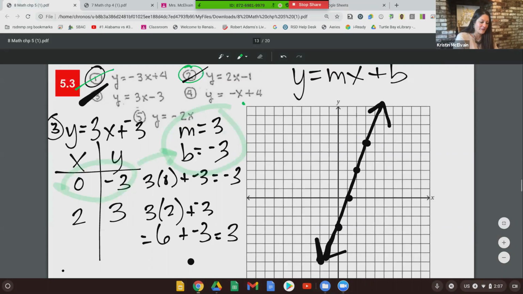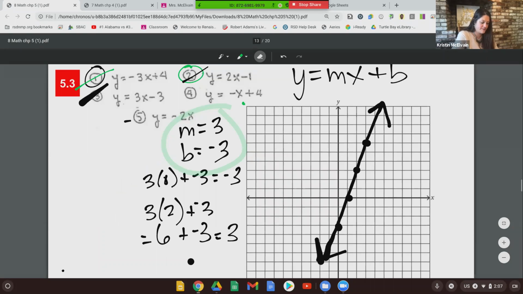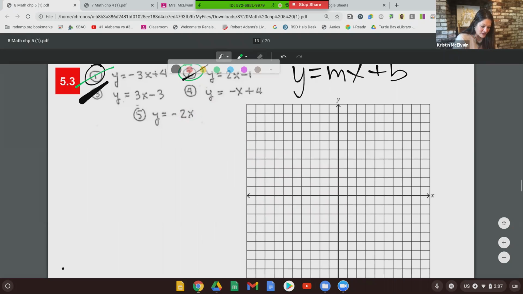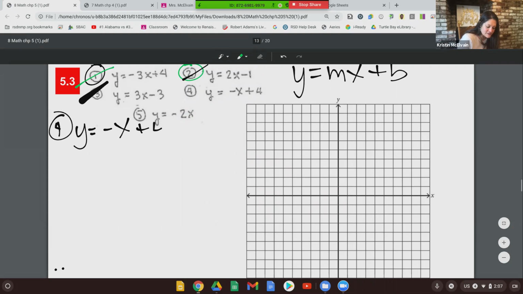Two more to go. Erase. All righty, there we go. Number 4. All right, now to write, I do have to make it smaller. Okay, number 4 is y equals negative x plus 4. So we have a slope of, it's right here, negative 1. And we have a y-intercept of 4.